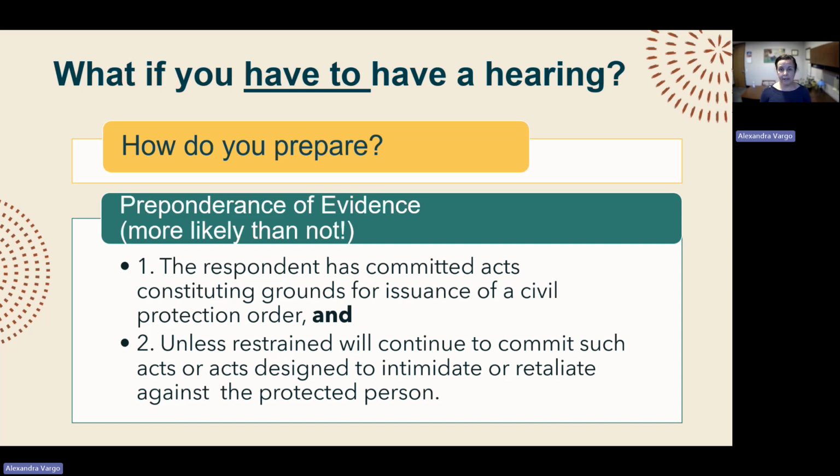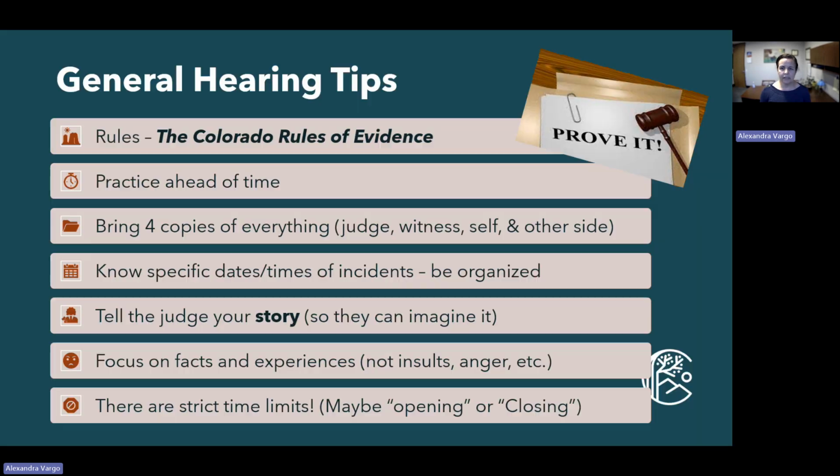And then the second part is, unless restrained, the person will continue to commit those acts or acts designed to intimidate or retaliate against the protected person. And that is the piece that's a little bit tricky, where sometimes you do have to have proof of sort of prior lack of compliance or something like that. And I'll dig into a little more about evidence and proving your case.